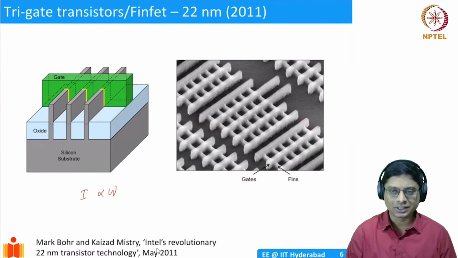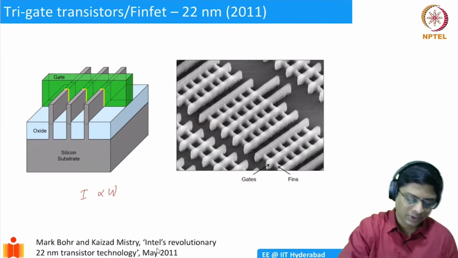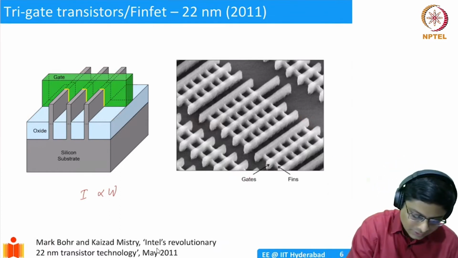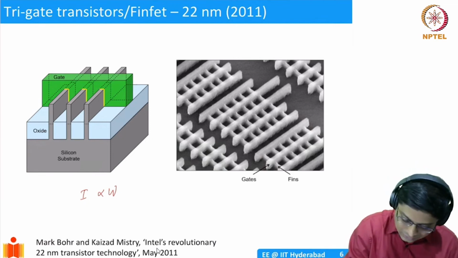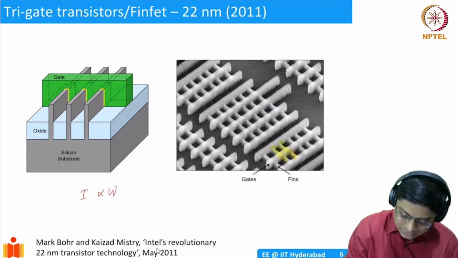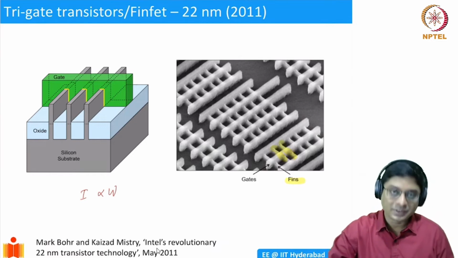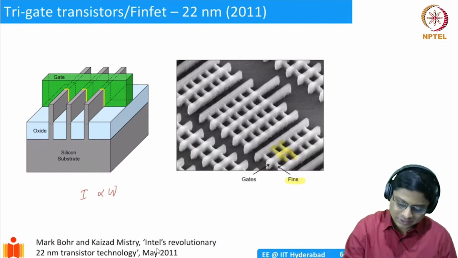Just the gate, up to the gate. Of course, there's going to be a lot of things on top of it. But here, you see, these are the fins. These things are the fins of silicon. And across that, you have a gate. So if you look at this as one transistor, you can count how many fins are there.